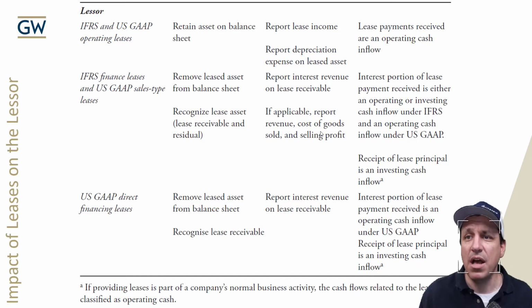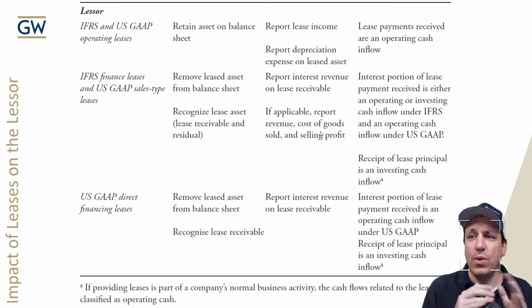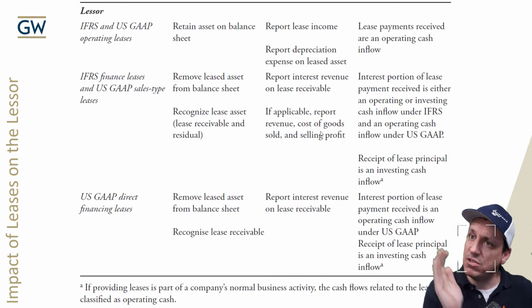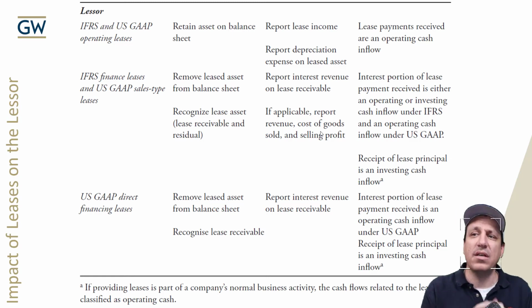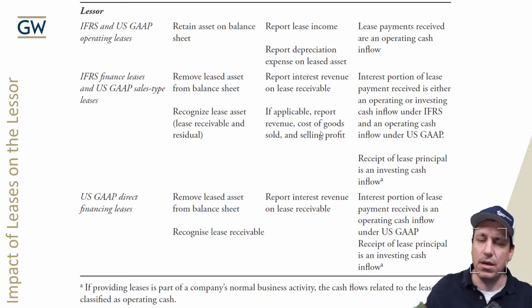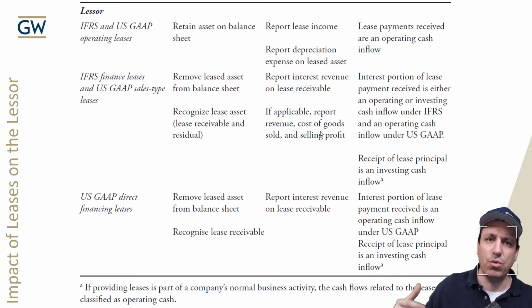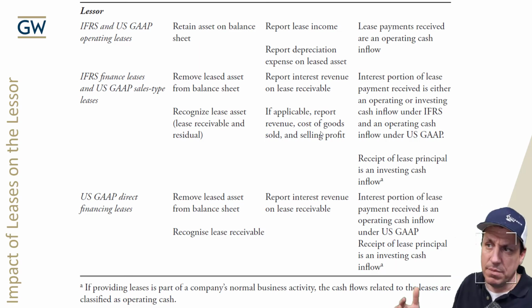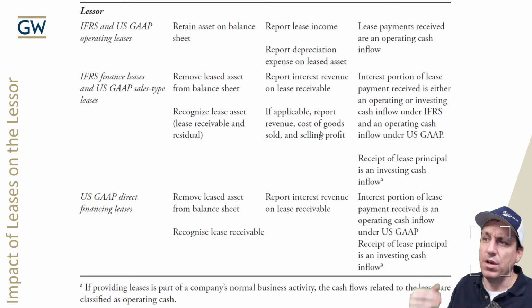Under IFRS, finance leases, US GAAP sales type leases, right? There's a line up there, and they do the same things for that one. Remove the asset off the balance sheet because it's supposed to be recorded on the other firm's balance sheet. You recognize the lease asset as the receivable plus the residual. So how much you're receiving plus the residual amount, or the value at the end of the period that you would get. On the income statement, you report interest revenue on the lease receivable.